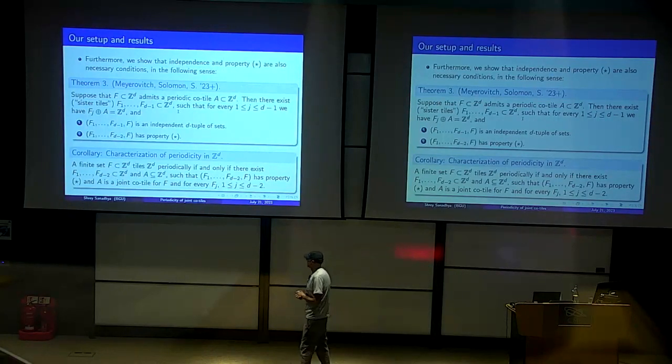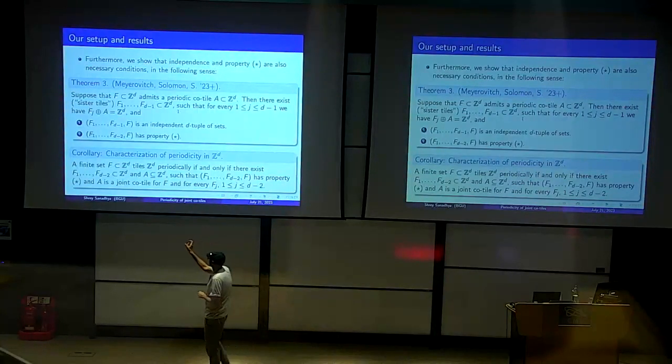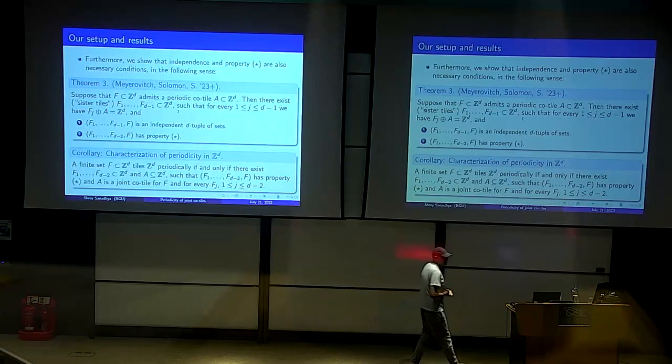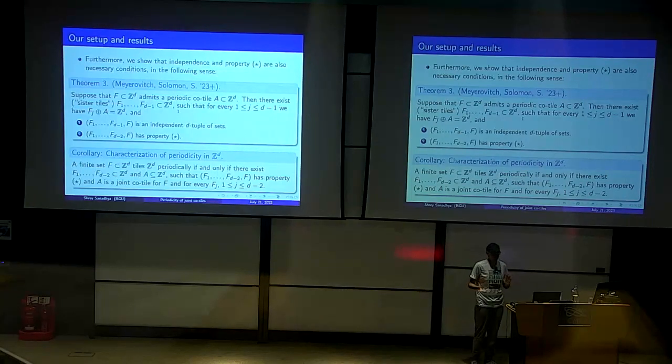F tiles periodically if and only if you can find sister tiles and a cotile A, such that A is a cotile for F1 to Fd minus 2 and F, this whole tuple has the property star, and A is a joint cotile for F also. So this completely characterizes both directions.